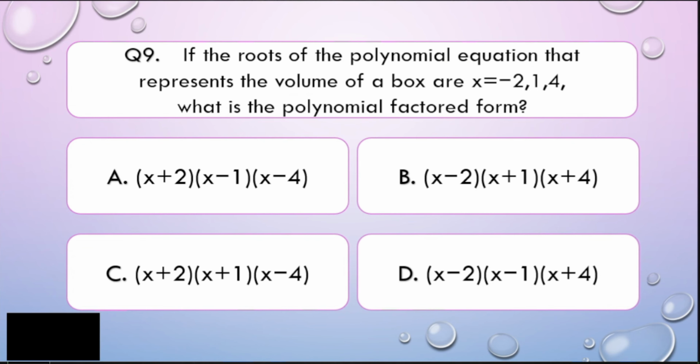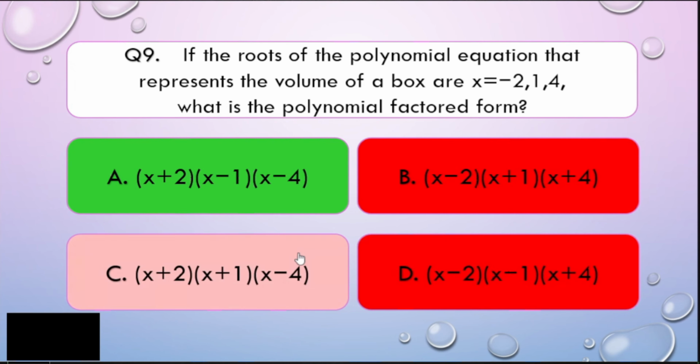Alright, my dear math learners, this question is very easy. Why? Because what you need to do is you just consider these numbers. You just have to change its sign. So your negative 2 becomes plus 2, your 1 will become minus 1, and your 4 will become minus 4. So that is plus 2 minus 1 minus 4. So the correct answer is letter A. Easy, right? Very easy, my dear math learners.